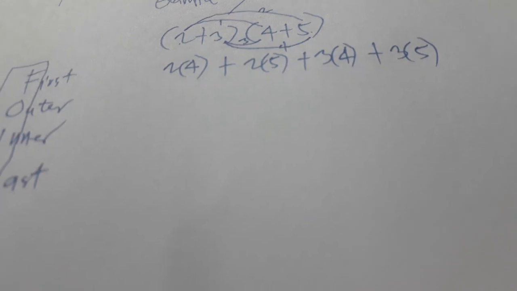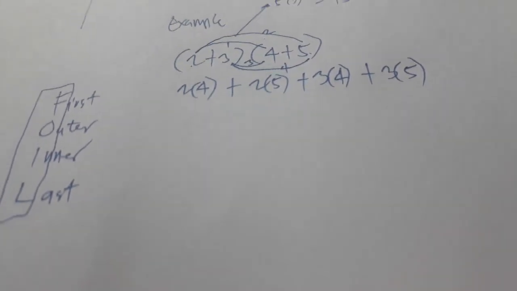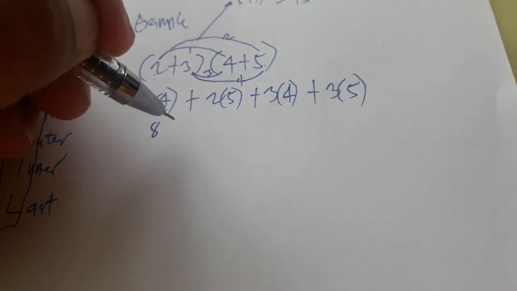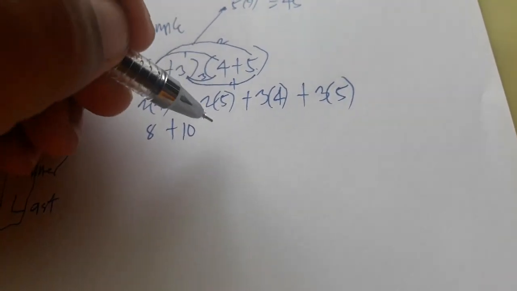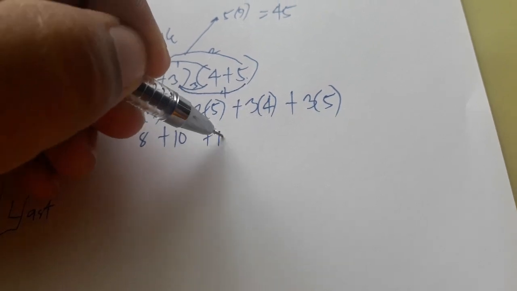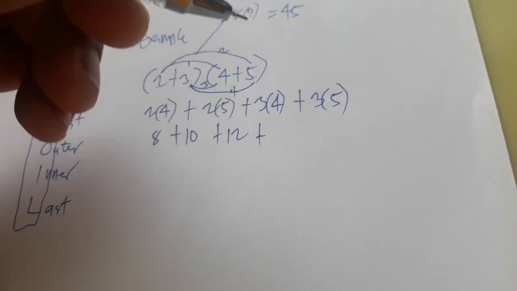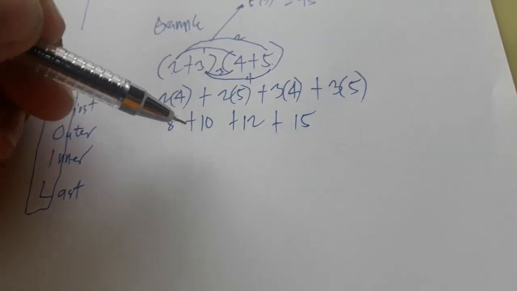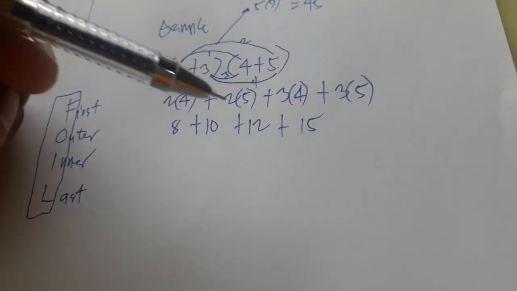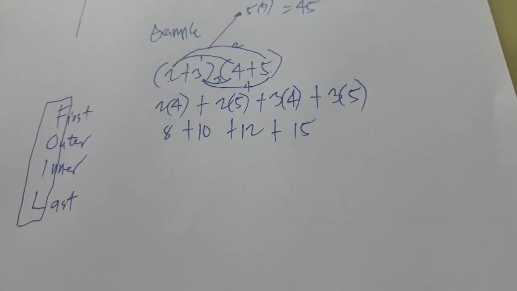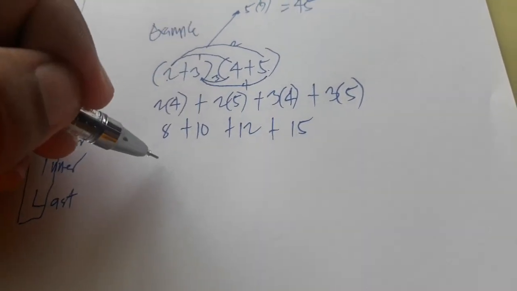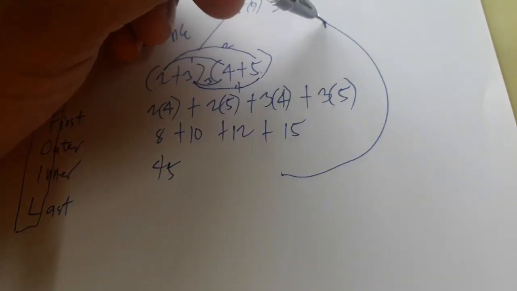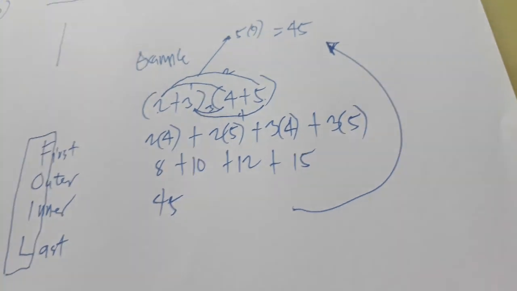So I think we are ready now to simplify this one. 2 times 4 is 8, plus 10. 3 times 4 is 12. Then 3 times 5 is 15. 8 plus 10 is 18, plus 12 is 30, plus 15 is 45. So we hit the same value.